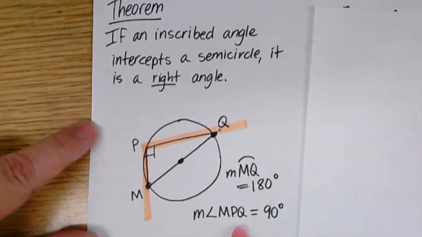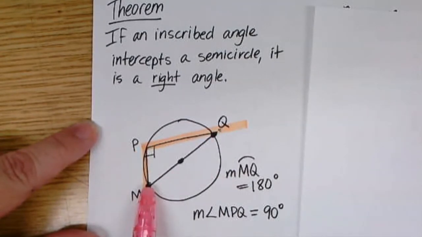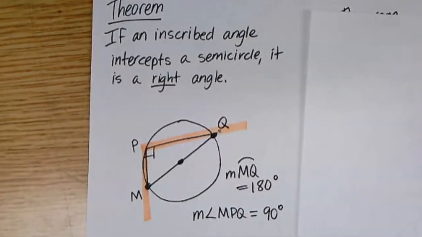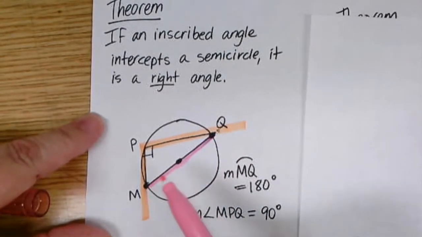Another way of looking at this is if you have a triangle that is inscribed in a circle, meaning all 3 points are on the circle, and one side of the triangle is a diameter, then that's automatically a right triangle.